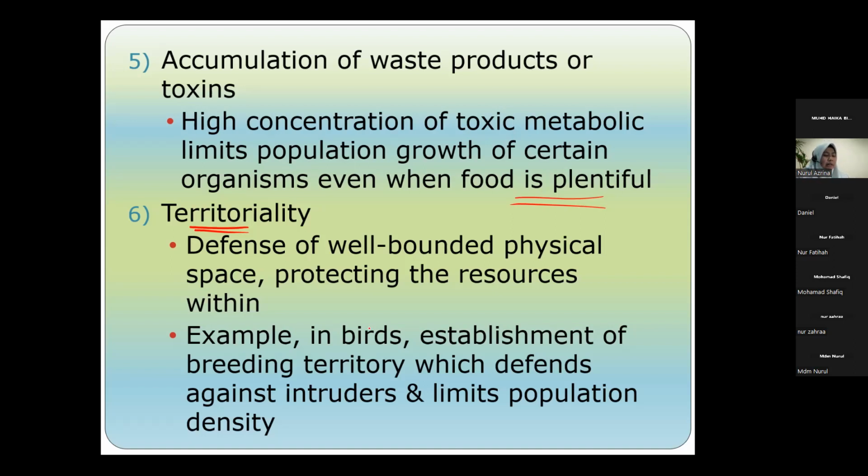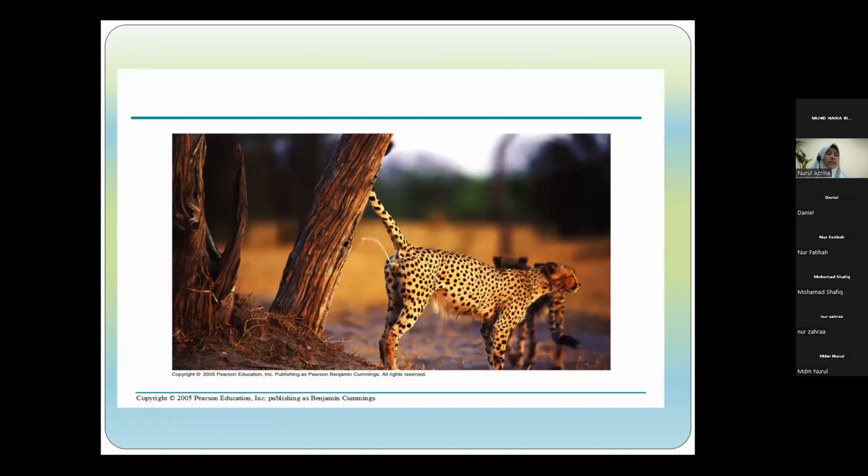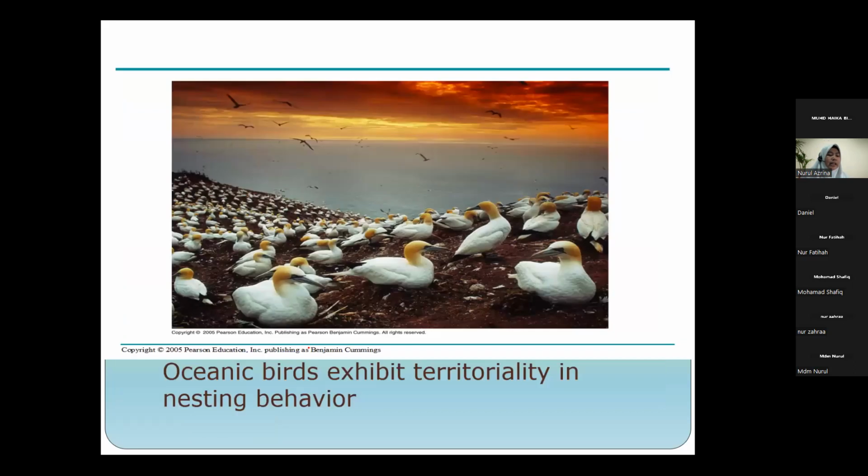Okay, example, birds establish breeding territory, which they defend against intruders and which limits population density. Burung nak bertelur pun dia perlukan dia punya own territory, right? But if the space ataupun the territory becomes limited, it can actually affect their nesting behavior. So this is an example of marking territory lah. You can see that these birds exhibit their own territory in nesting behavior. Nampak tak? Setiap antara diorang ada space yang boleh kata lebih kurang sama. So that is their territory.